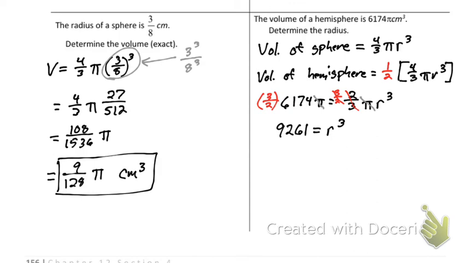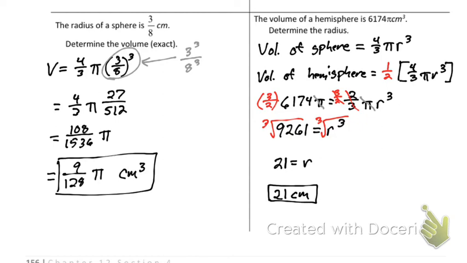Does it ask you what your radius cubed is? No, it asks you for your r value. There are 2 ways we can get rid of that cube. The first way is we can take a cube root. A lot of your calculators have a cube root button on them, and I will walk around later and show you where that is. We're going to take the cube root of both sides, and that should end up with 21 equaling r. So our radius is 21 centimeters.